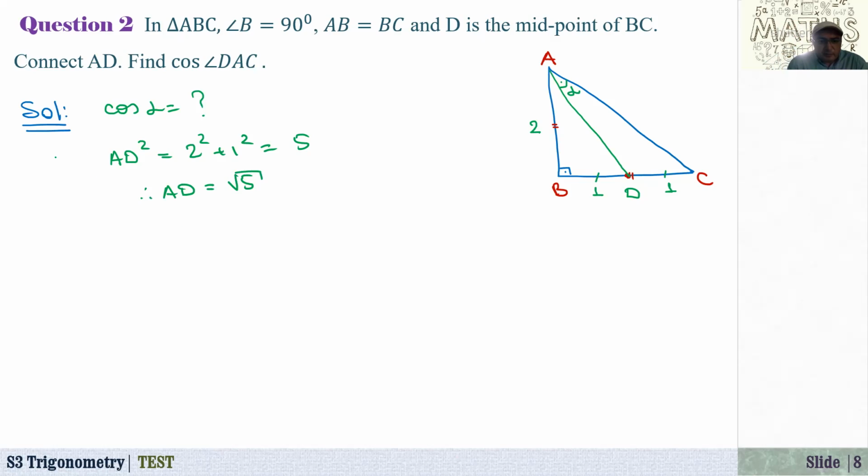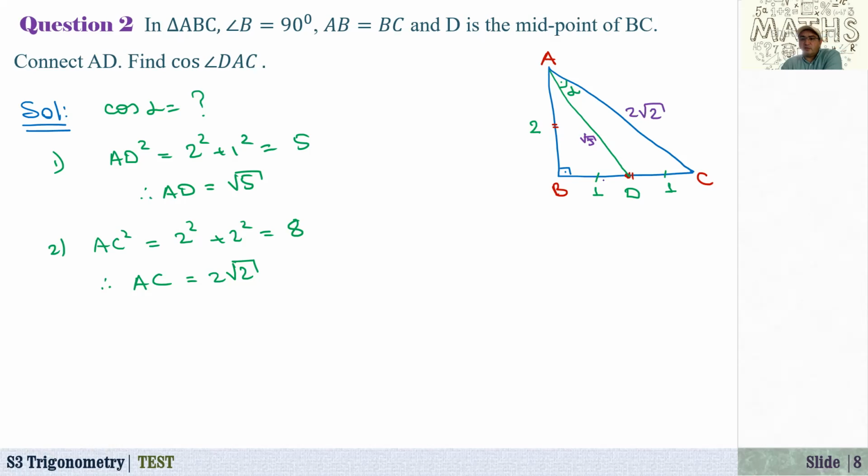And that's the first part. How about AC? And AC squared, again using Pythagoras theorem, is equal to 2 squared plus 2 squared. That's equal to 8. So the length of AC is equal to square root of 8, that's equal to 2 times square root of 2. So now I can just write these new values there, using purple. So this side is square root of 5, and AC is equal to 2 square root of 2, or simply square root of 8.